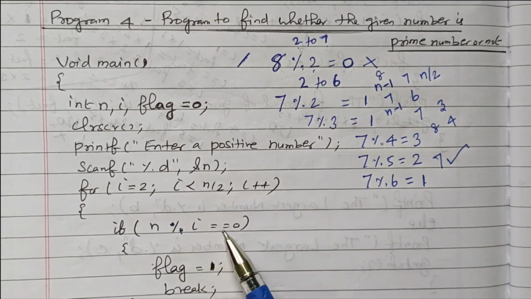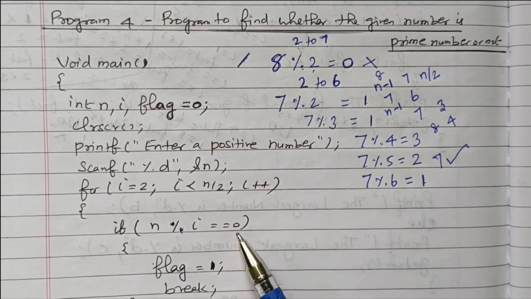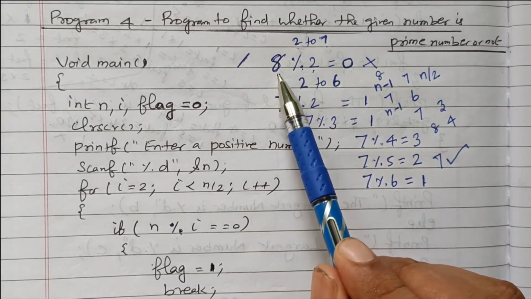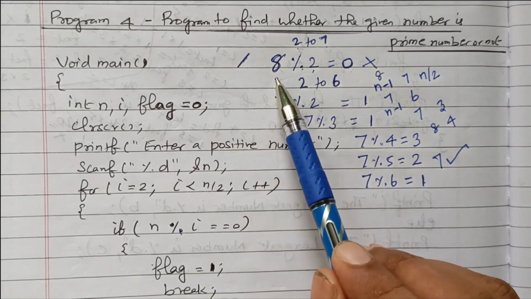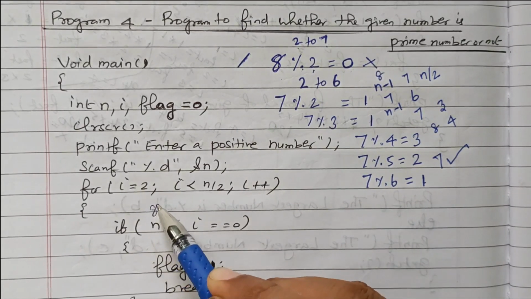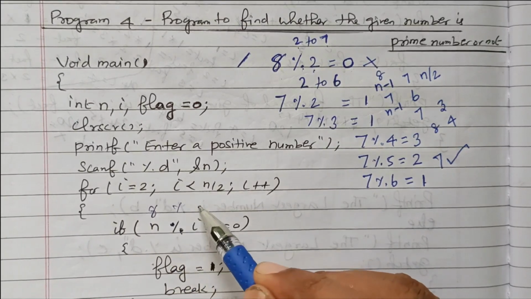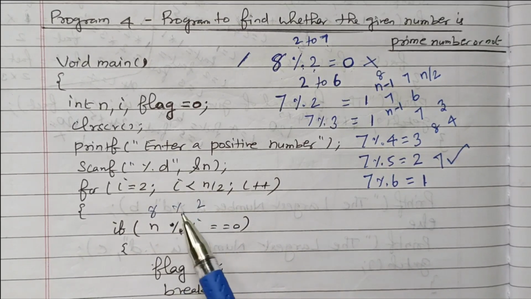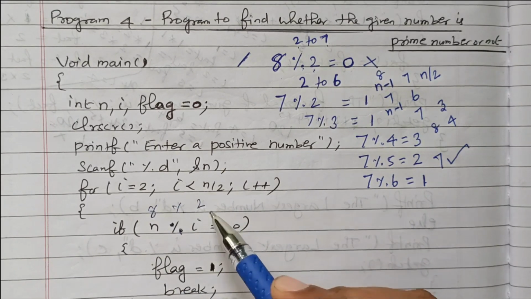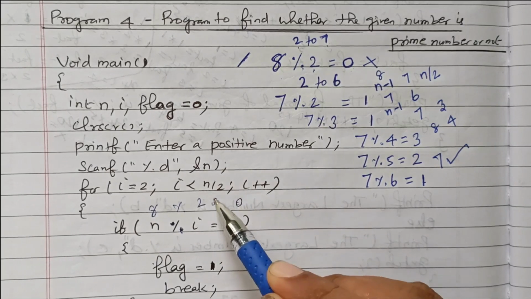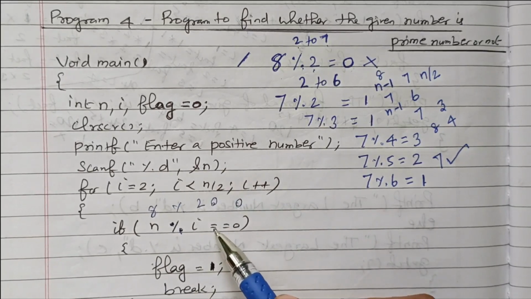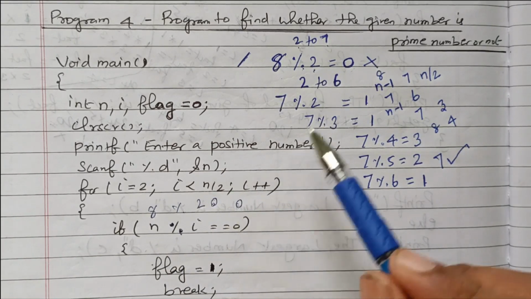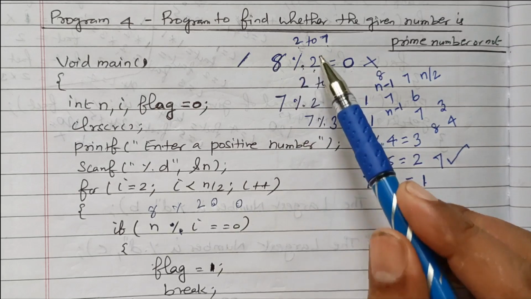If it is divided, then the remainder is 0. For this case we will take the number 8. Suppose the user enters the number 8, right? So here the number is 8, percentage, and initially the i value is 2. So 8 percentage 2 is 0. The remainder is 0, so we are checking that it is equal to 0. So 0 is equal to 0, so this condition is satisfied. If it is divided, we can stop the process and say that the number 8 is not a prime number.